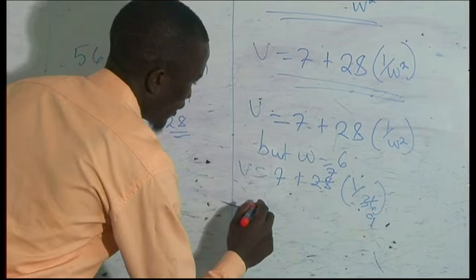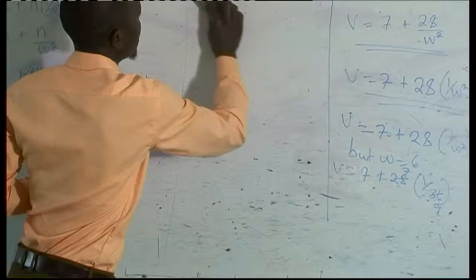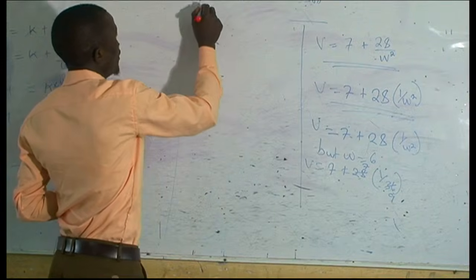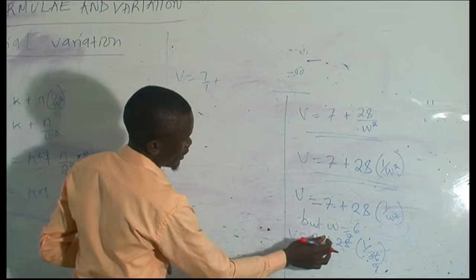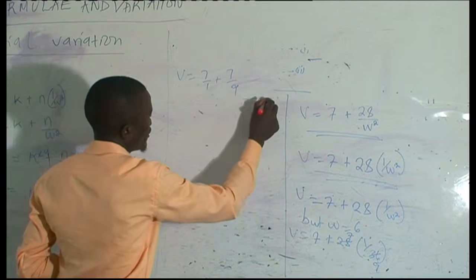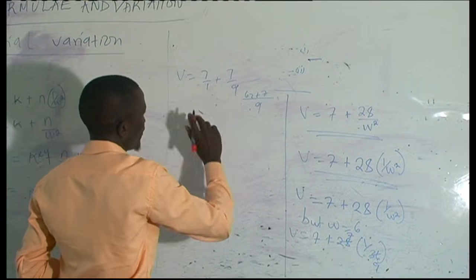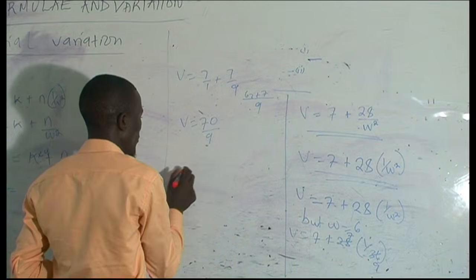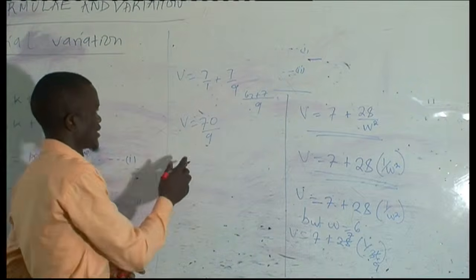Because it is mathematics, you must show your workings. V is equal to 7 over 1 plus 7 over 9. So the LCM here is 9. Then that is 63 plus 7. We get V is equal to 70 over 9. And you can simplify the improper fraction into a mixed fraction.